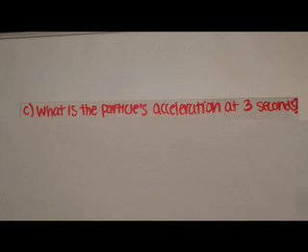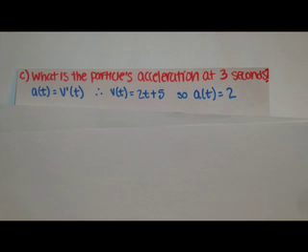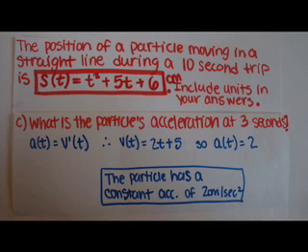Next, we will find the particle's acceleration at 3 seconds. In order to do this, we will simply take the second derivative of the original function. When we do this, we will get an answer of 2. This means that at 3 seconds, the acceleration is constant at 2 meters per second squared.